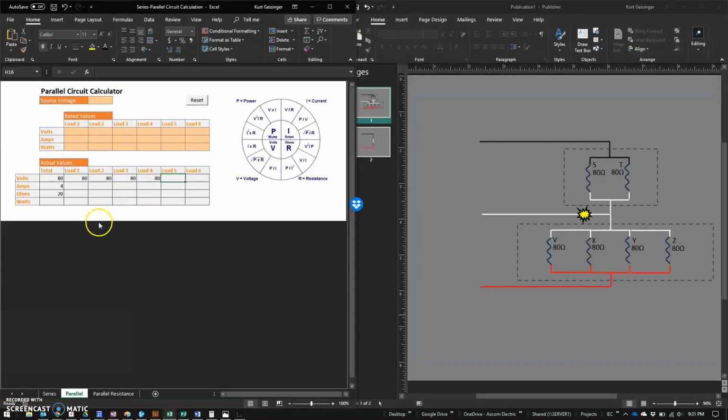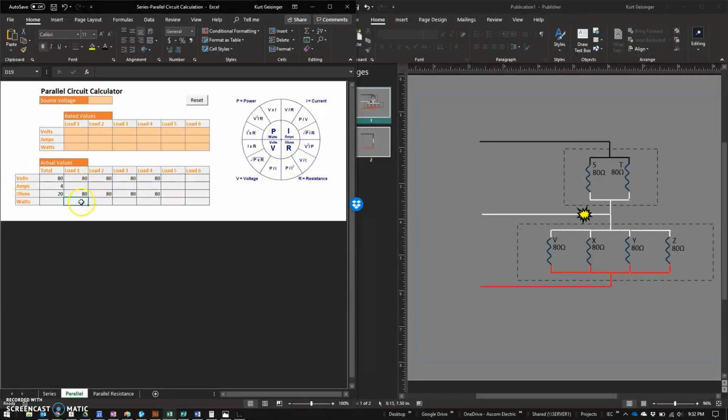Another piece we know, and a piece that might be easy to forget about, is that they've given us the rated ohms of these 4 resistors. So we already know that. They told us that. So that represents the ohms of element 1, element 2, element 3, and element 4, or lamp 1, 2, 3, 4, whatever you want to call them. So at this point we actually have 2 values in every column. We can use Ohm's law.